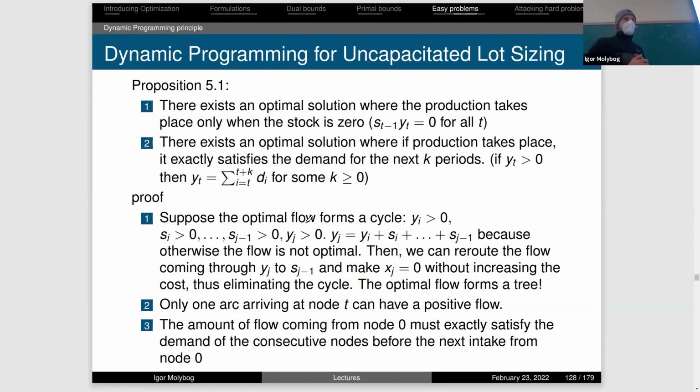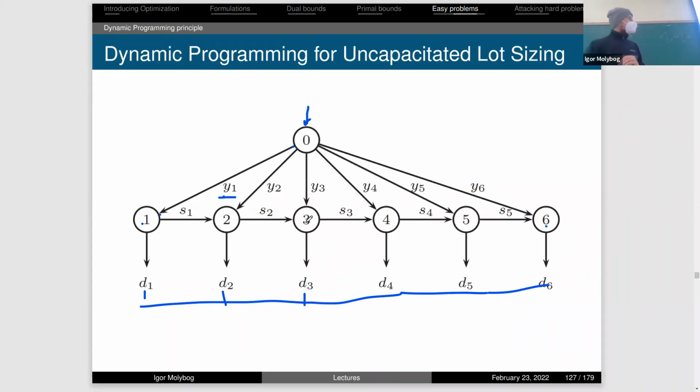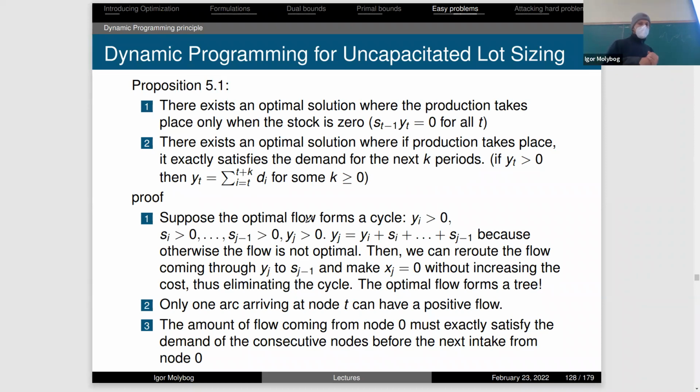So now we can try to formulate the dynamic programming formulation or dynamic programming principle for uncapacitated lot sizing. First of all, we need to know the following. There exists an optimal solution where the production takes place only when the stock is 0. So if we are looking at the graph, we are producing our equipment, and we only turn on the machine when we understand that we have nothing left in the stock. It just can't happen that we still have something in storage and we have enabled the machine. It just wouldn't make sense from the optimality viewpoint.